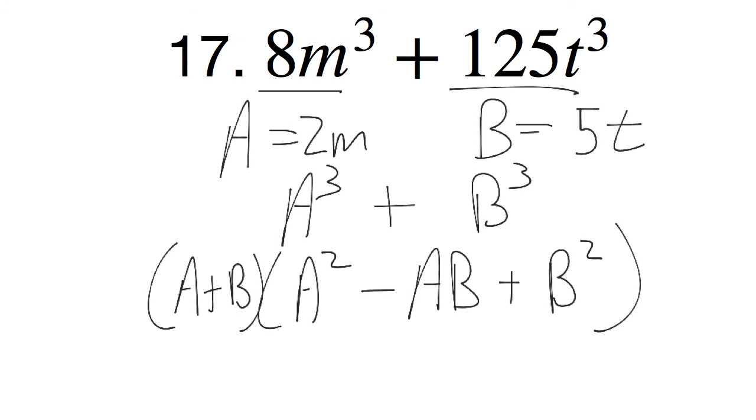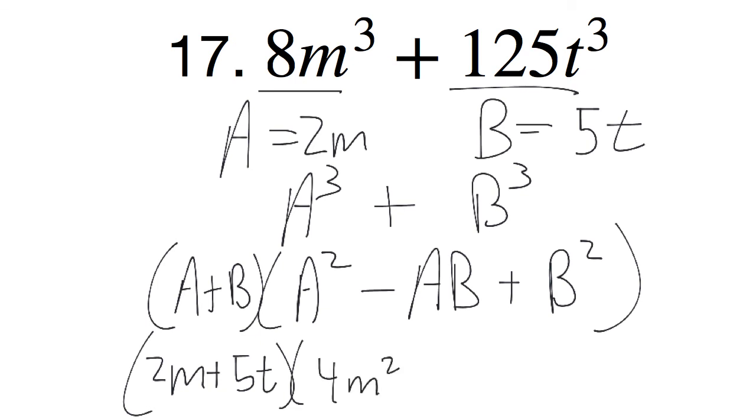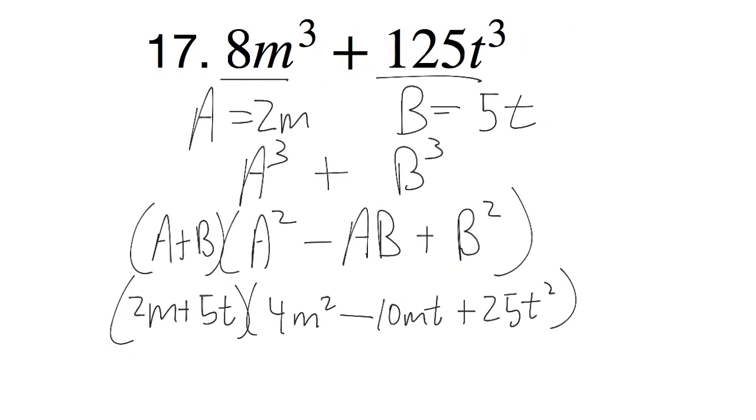Back substituting, we get 2m plus 5t times 2m squared, which is 4m squared, minus 2m times 5t, which would be 10mt, plus b squared, which is going to be 25t squared. And you're done.